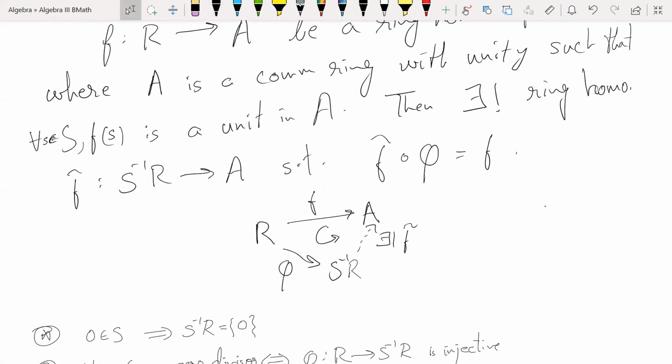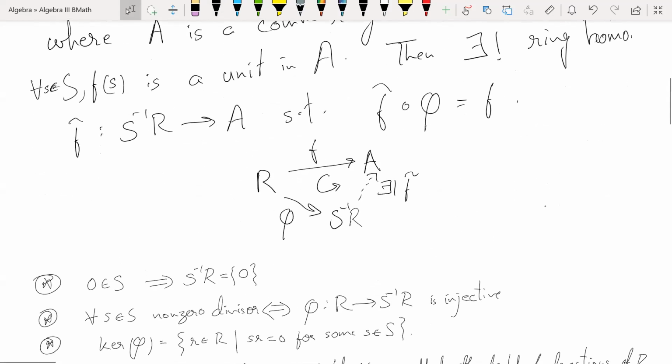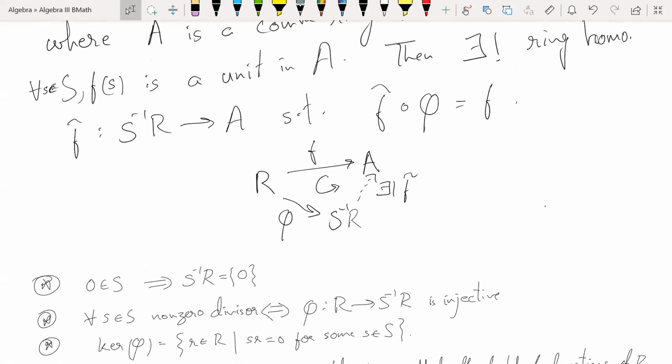And then we saw some basic properties. We saw that if 0 belongs to S, then S inverse R is the zero ring. We saw this before the universal property, but let me list some of the things we saw. We saw that S consists of only non-zero divisors of R, meaning every element of S is a non-zero divisor in R, if and only if the natural map phi from R to S inverse R is injective.